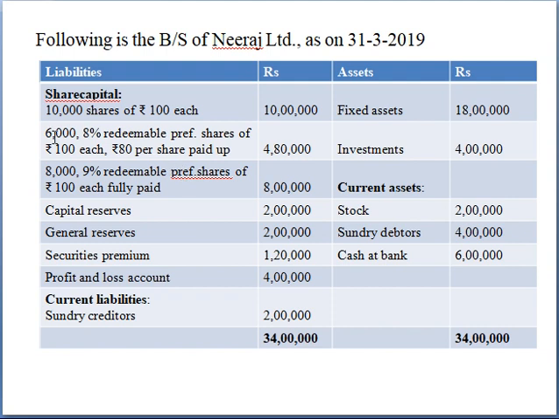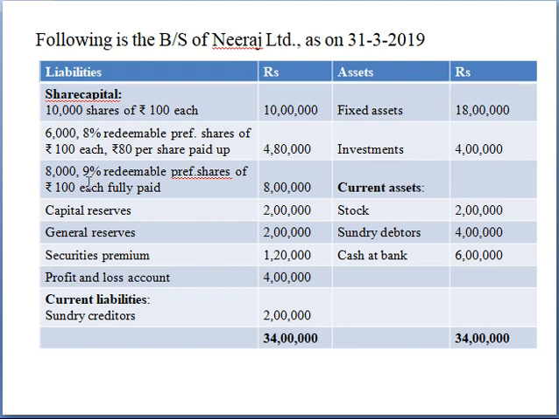And see the first one, 6,000 8% redeemable preference shares of rupees 100 each, which means the face value is 100, and rupees 80 per share paid up, which means 80 rupees only paid, which is the partly paid up shares. And the third one is 8,000 9% redeemable preference shares of rupees 100 each fully paid. So this is the fully paid shares, right?